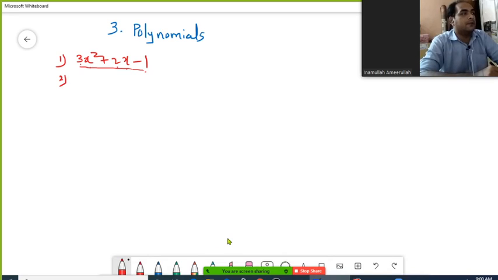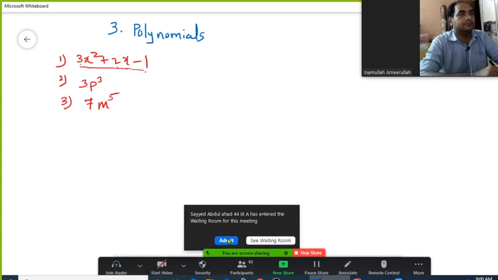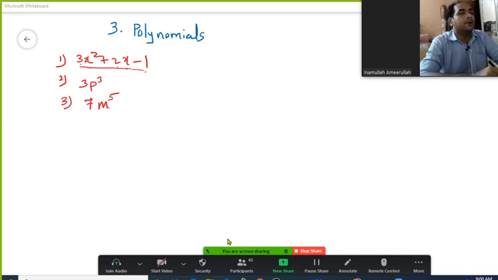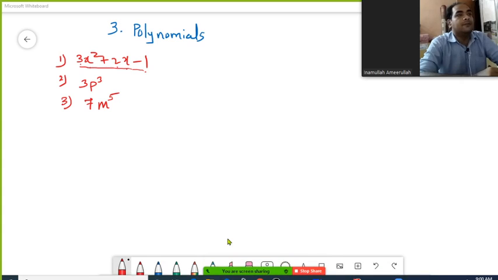Okay, if I write 3p cube, this is also a polynomial. 7m raised to 5, this is also a polynomial. For being a polynomial, the degree of the polynomial should be a real number or positive number. It should not be negative. So these are some examples of polynomial.